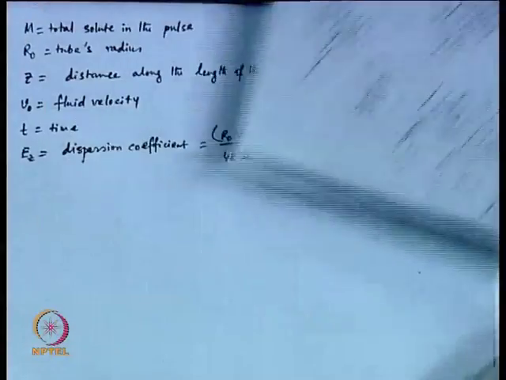Of course, one dimension has to be much higher than the other. When we talk about flow between two parallel plates, the distance between the plates is much smaller than the width of the channel. One is height, another is width. If I put it that way, height must be much less than the width. So you have the dispersion between the two parallel plates. Do you understand what I am trying to say?